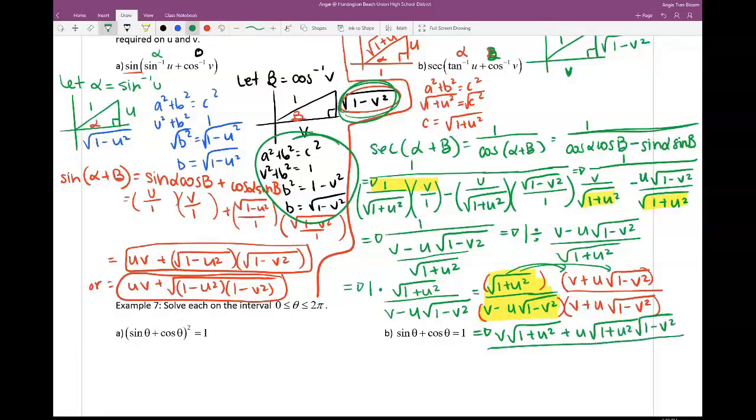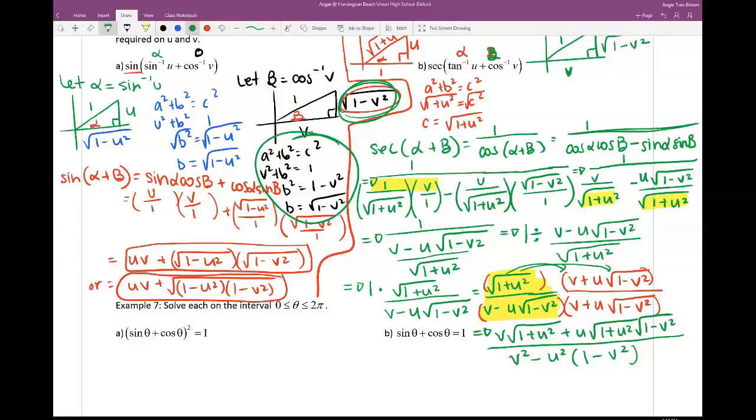On the bottom, because these are conjugates, I can just do v times v is v squared minus u squared times radical 1 minus v squared times another radical 1 minus v squared. The radicals go away. So that's where I'm at right now. Okay, I'll pause a little bit so you can copy it down.